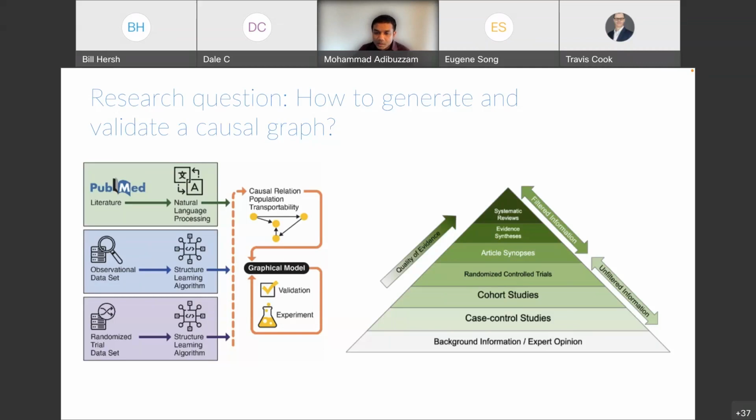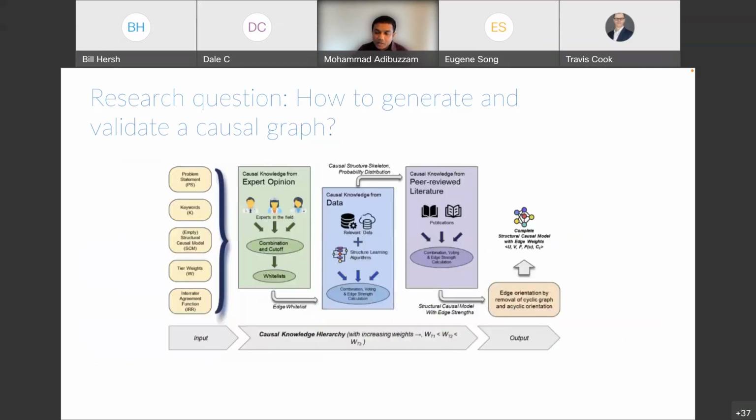So the idea of this framework of embedding different sources of knowledge into the causal graph actually comes from the hierarchy of knowledge in medicine. As we know, systematic reviews or randomized controlled trials have higher quality of evidence compared to observational data. So we wanted to use that hierarchy to develop a causal graph generator engine that would automatically incorporate all these different sources of knowledge into a causal graph with inputs from the experts.